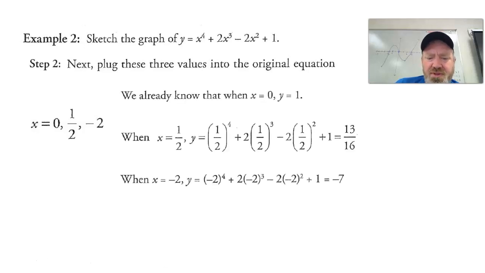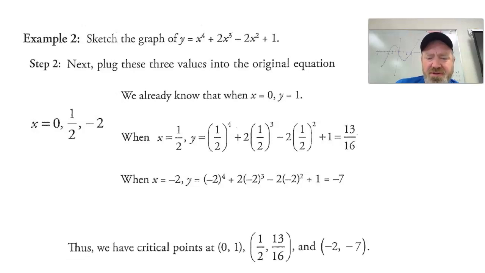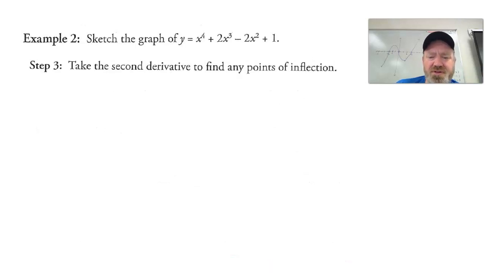So plug them in. If you put 1/2 into the function, you get 13/16. If you put negative 2 into the function, you get a negative 7. If you put in 0, you get 1. So there are our 3 critical points that we can put on our graph. So that's plugging into the original function to find where they are. All right, then we have to figure out what are these critical points. Are they maximums, minimums? And the second derivative will help us with that, as well as find points of inflection.